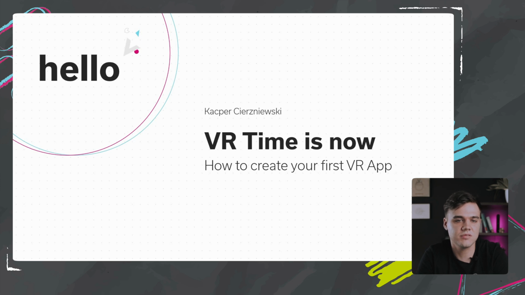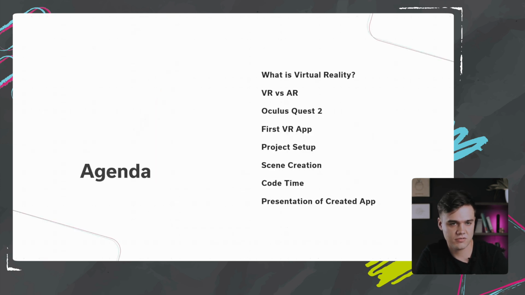So the title of today's episode is VR Time is Now, how to create your first VR app. So let's look at what we'll be doing today. First of all, I will explain what virtual reality is and point out the difference between VR and AR. Then I'll talk about my VR headset, which is Oculus Quest 2. I will explain what we want to achieve in our first VR app.